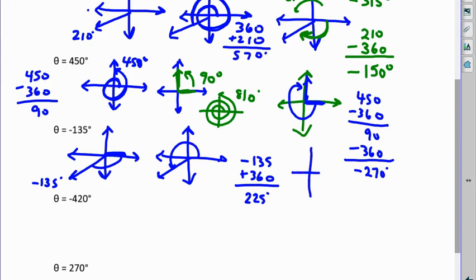Now let's do a negative rotation for that. Okay, negative rotation, but negative 135 is not enough. I've got to go all the way around and then to negative 135. So negative 135 minus another 360, and I get negative 495.